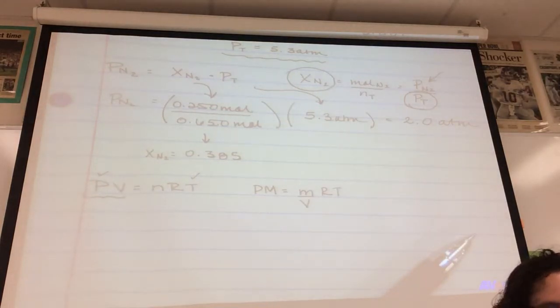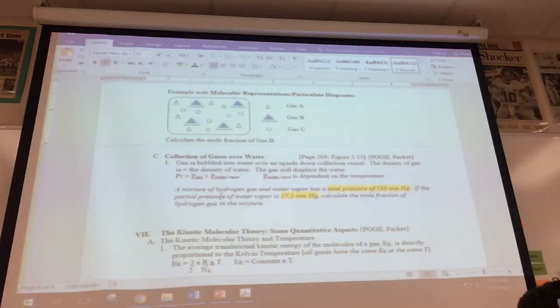The questions that they absolutely love to give you in May, not my favorite, but relatively straightforward, are examples with molecular representations. They're starting to call them more particle or particulate diagrams now. I think they're using that term because sometimes you don't always have molecules per se if you're dealing with an ionic compound. Nonetheless, calculate the mole fraction of gas B. What would you do?